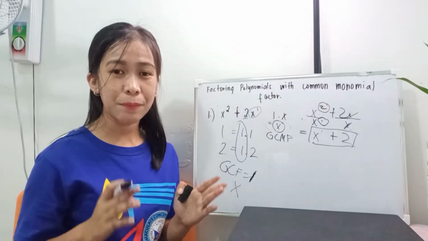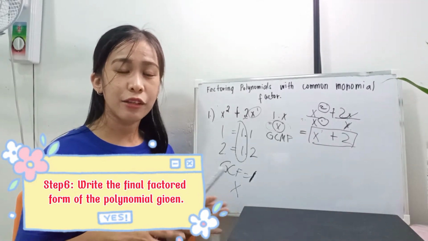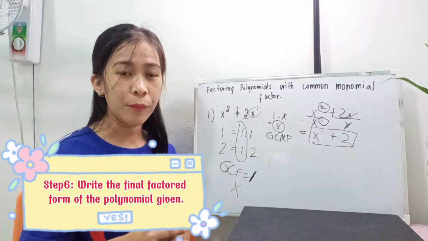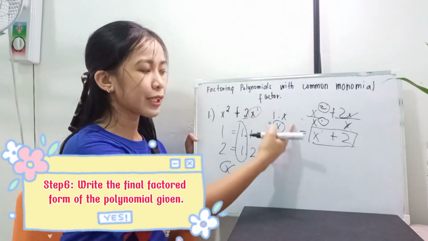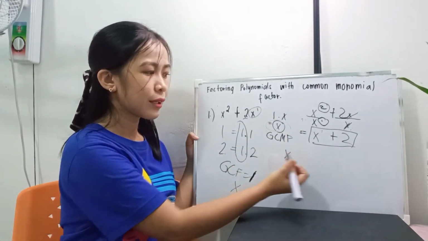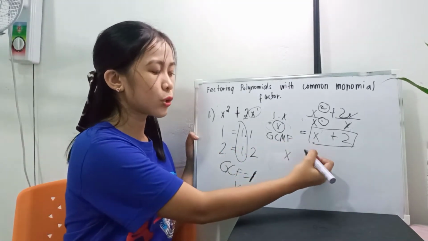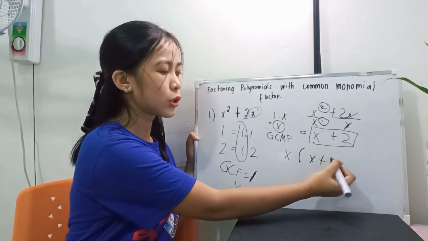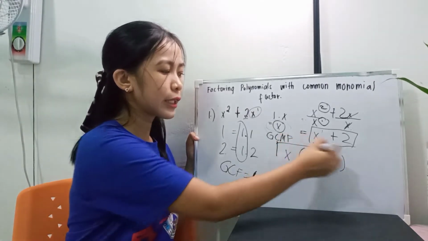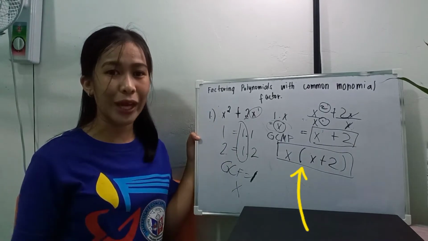And then, for the step 6, or the final step, we are going to write the final factored form. So, kunin mo yung nakuha nating greatest common factor. We have x. And then, kunin mo din to or i-multiply mo lang sa x plus 2. We have x plus 2. And that is already the factor of x squared plus 2x.